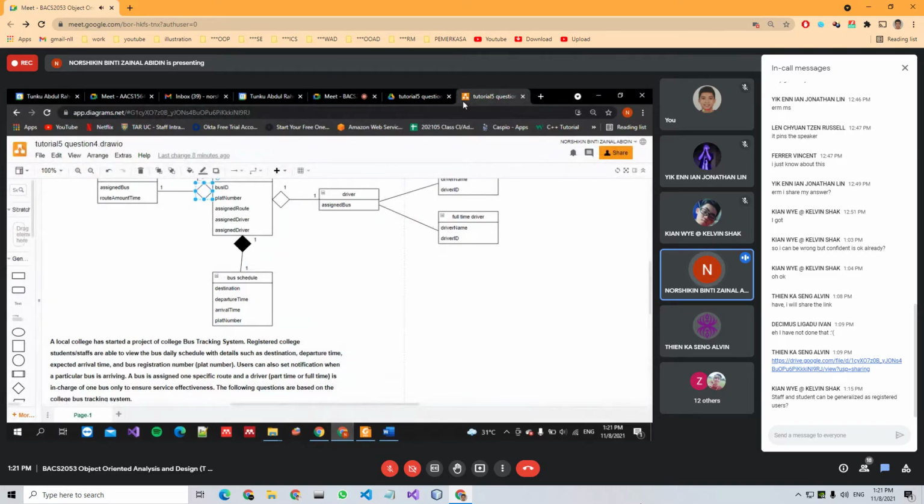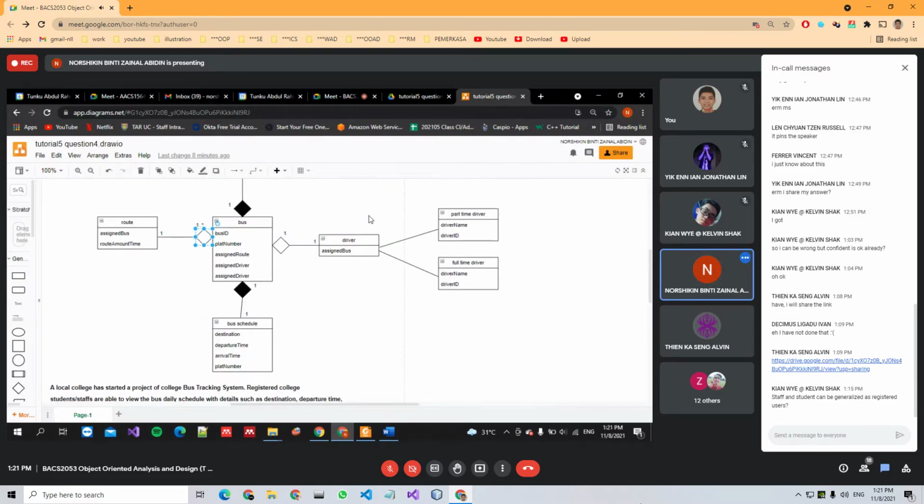I think this one you created on your own, right? Yes, because the bus schedule must have a bus. If the bus doesn't exist, the bus schedule also doesn't exist. Every bus has its own schedule, and this schedule is only owned by one bus. So a bus can only have one schedule, and a bus schedule is only owned by one bus.